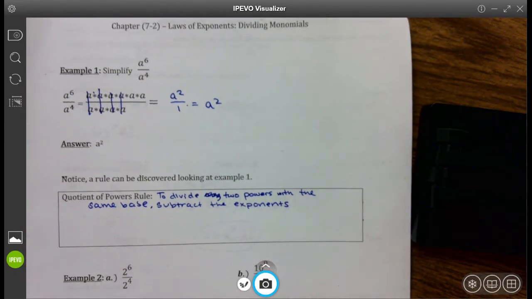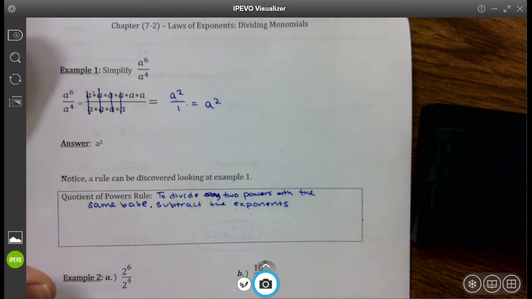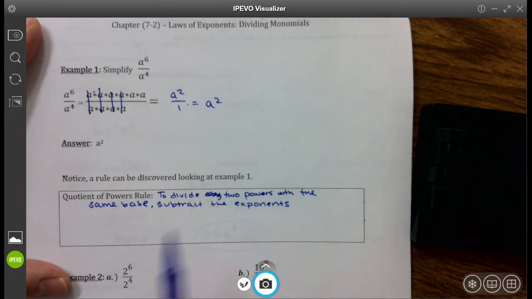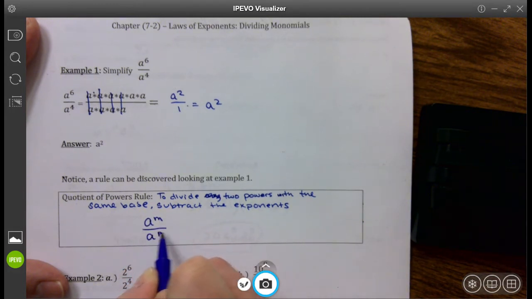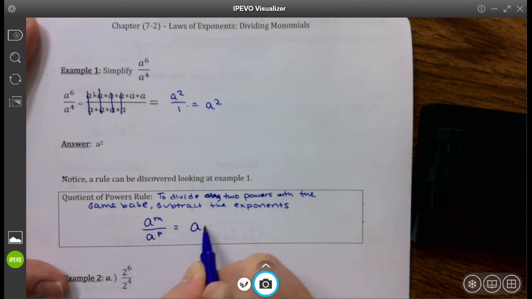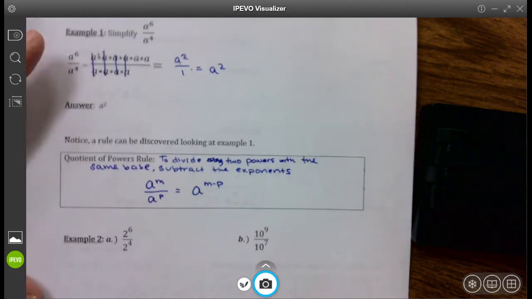So if we're going to divide any 2 powers with the same base, they both have to have a on the bottom. If they both don't have a, then we can't do it. Okay? So, for example, let's say we have a to the m over a to the p. Well, then that's just a to the m minus p. Okay? Saying that m and p are integers.